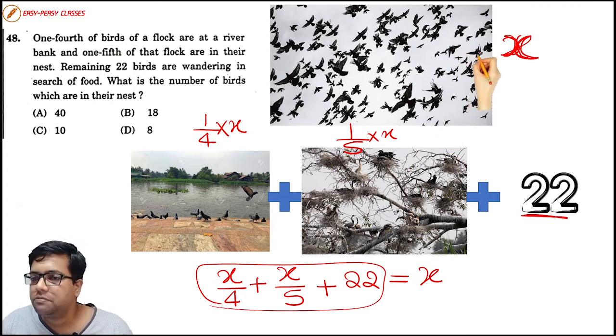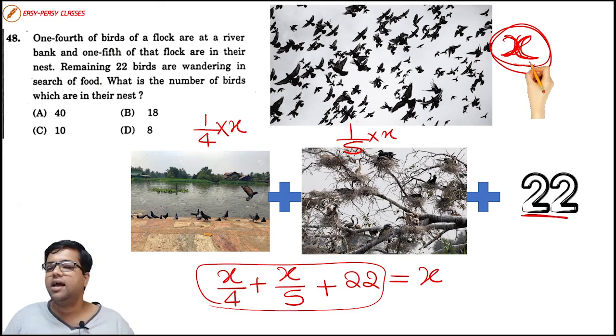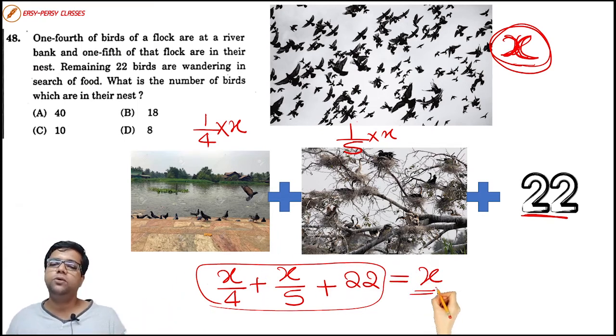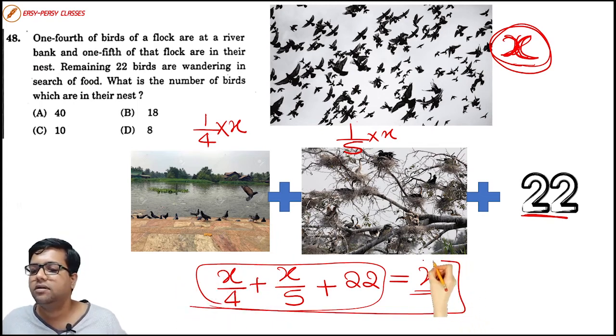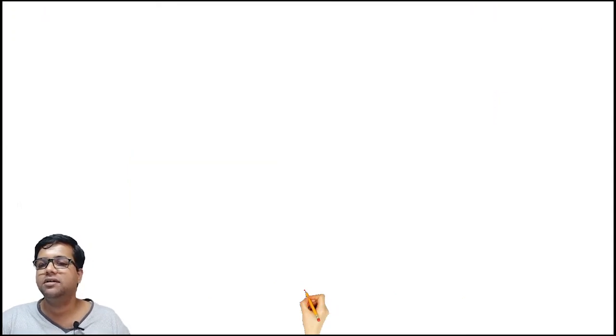What is the total number of birds? We don't know, so we considered it as X. We summed up X/4, the birds sitting at the bank, X/5, the birds in the nest, and 22, the birds in search of food. All of them sum up to the total number of birds, which we called X. We just have to solve this equation and we will find our answer. Let us solve this equation on the next page.